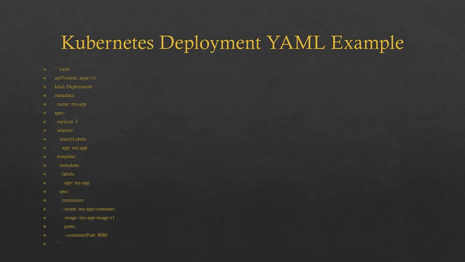Here's an example of a Kubernetes deployment YAML file. This YAML file defines a deployment for an app named MyApp, which runs 3 replicas of a containerized application. The deployment includes a container specification with a name and image and exposes port 8080 for communication. YAML is commonly used in Kubernetes for defining resources like pods, services, and deployments.